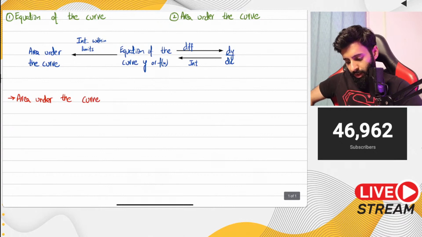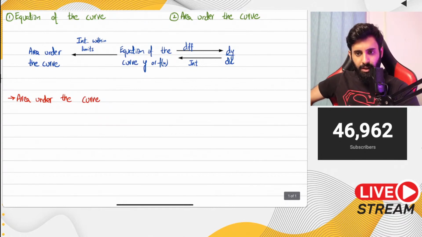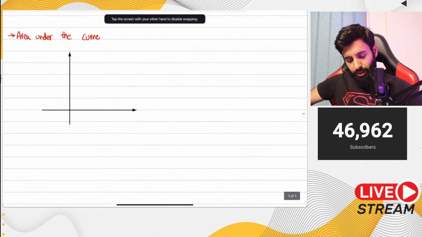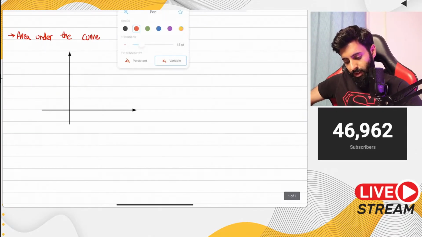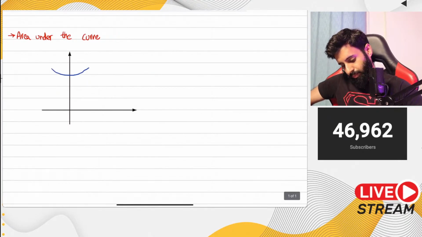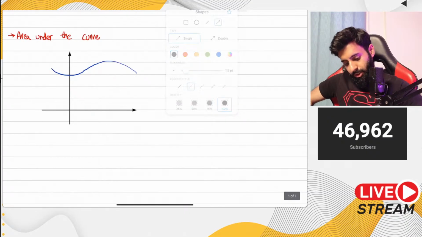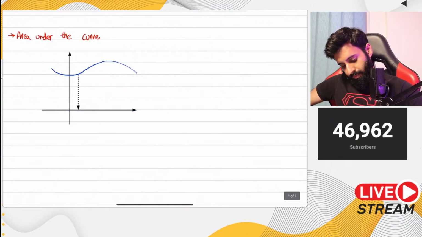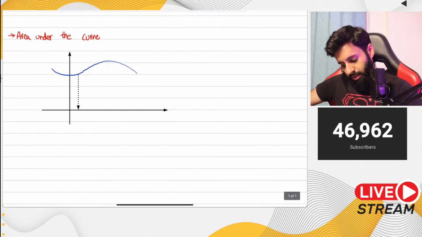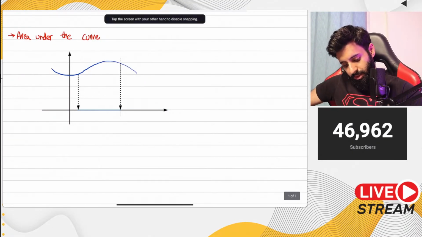Okay. Now when we're integrating to find the area under the curve, we integrate within limits. That's also what we call the definite integral. So let's say you have a curve over here, okay, and your job is to find out this area. Again, this is just a random curve with random values, all right?